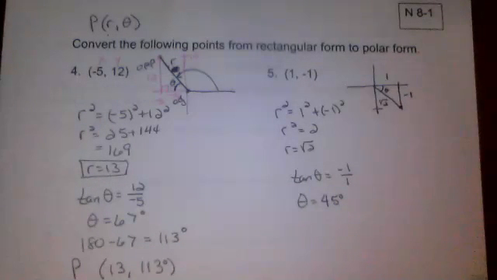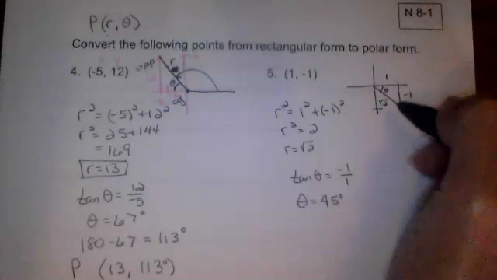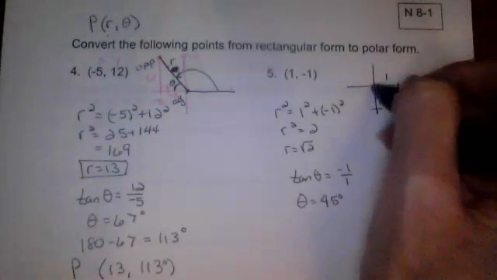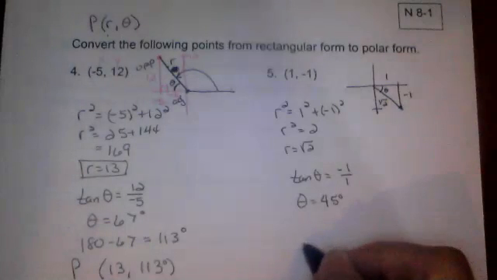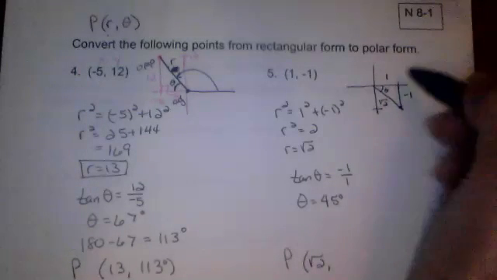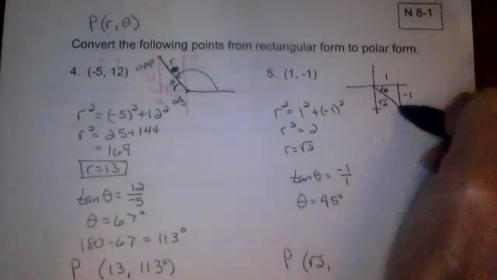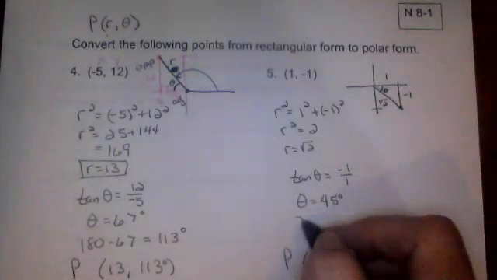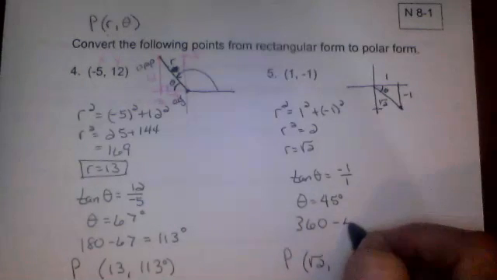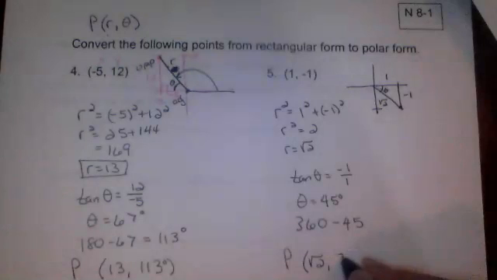Now if we want to be able to do this for quadrant 4, we know that our radius is square root of 2, so our polar coordinate is going to be square root of 2, and then our angle is going to have to be, we're spinning all the way around to here, so 360 minus 45. So we have 315 degrees.